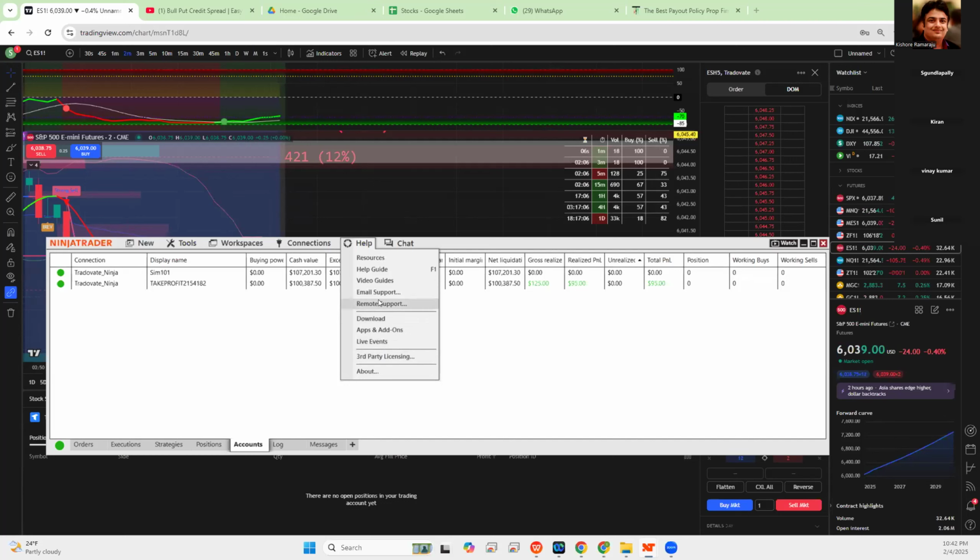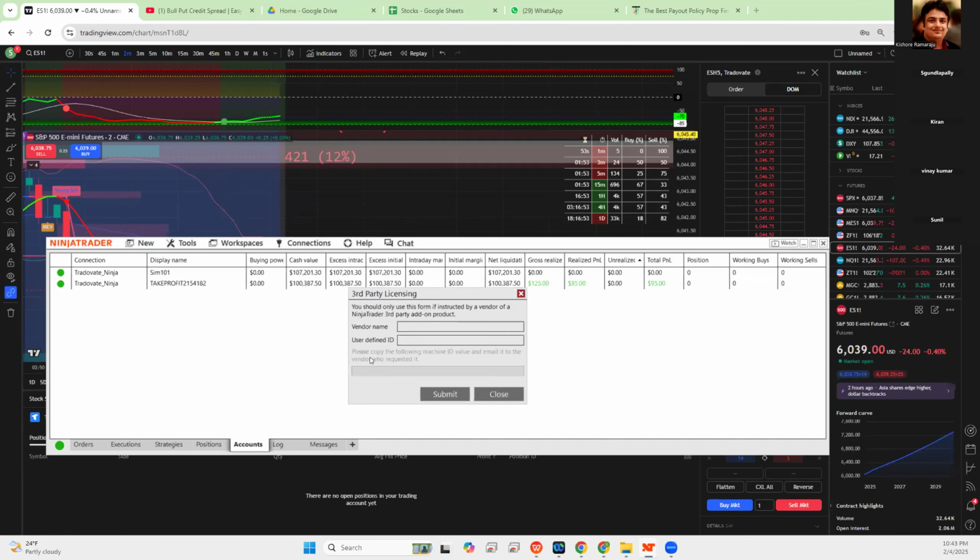The second part is more in your control: whether you want to wait for the proper setup and take the trade and become successful, or whether you want to trade with emotions and continue to keep losing money.